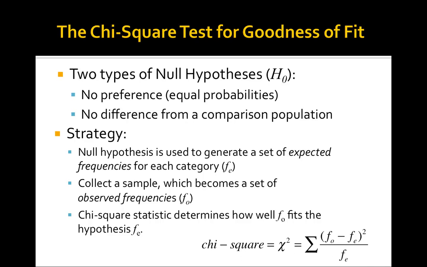Here's the formula. Chi-square equals the sum of the squared differences between each observed frequency and expected frequency in each category, over the expected frequency for that category.